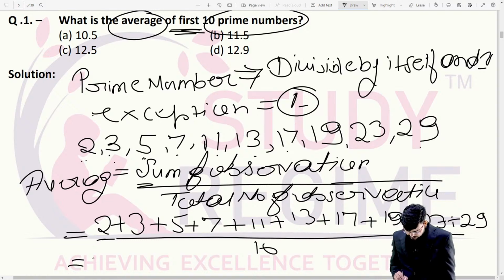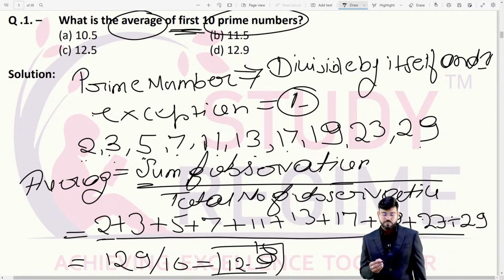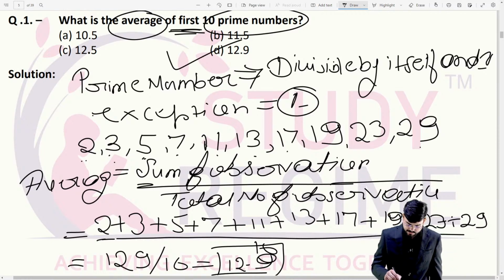Now when you add, you will get the value of 129, which is divided by 10. 129 divided by 10, you will get the value 12.9. So your answer will become what? D. For the first question your answer will become D.